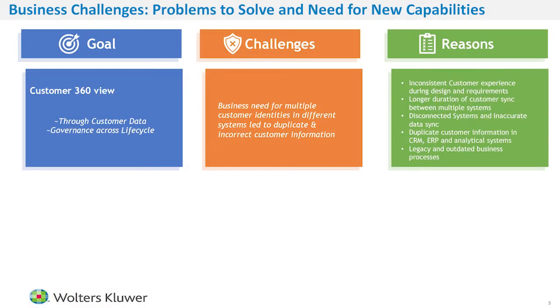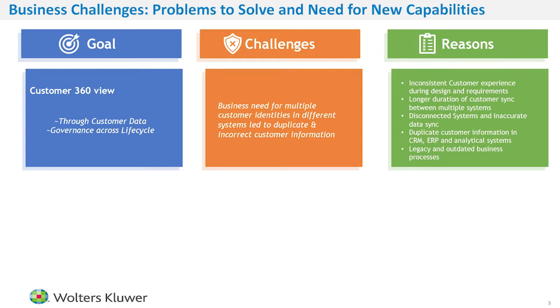So inconsistent customer experience during the design and the requirements. And again, each area focused within their specific functionality, what they want to build. And in the process, customers need to be created this way. Well, that works for that area, but in a different area, they adopted a slightly different way, and customers were created slightly differently. So we ended up having different customer personas.